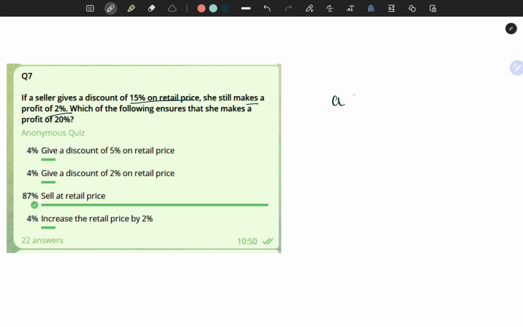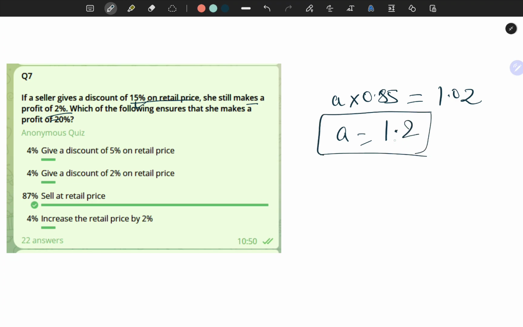So the markup factor is, say, A, and discount is 15%, so the discount factor will be 0.85, and profit is 2%, so this is 1.02, okay? So now you know that 0.85 into A will be 1.02, so you can use the on-screen calculator. So she has marked up the price by 20%, okay?